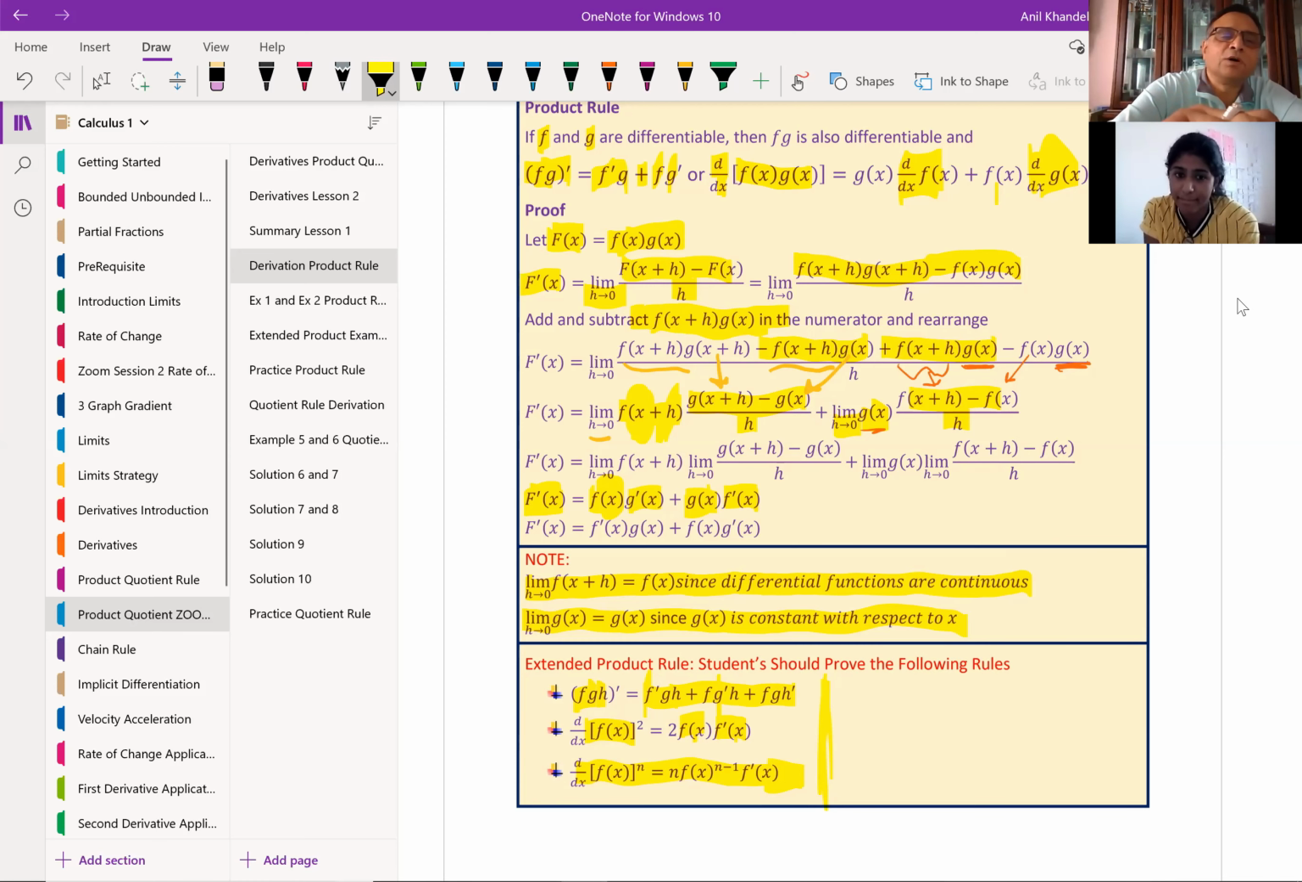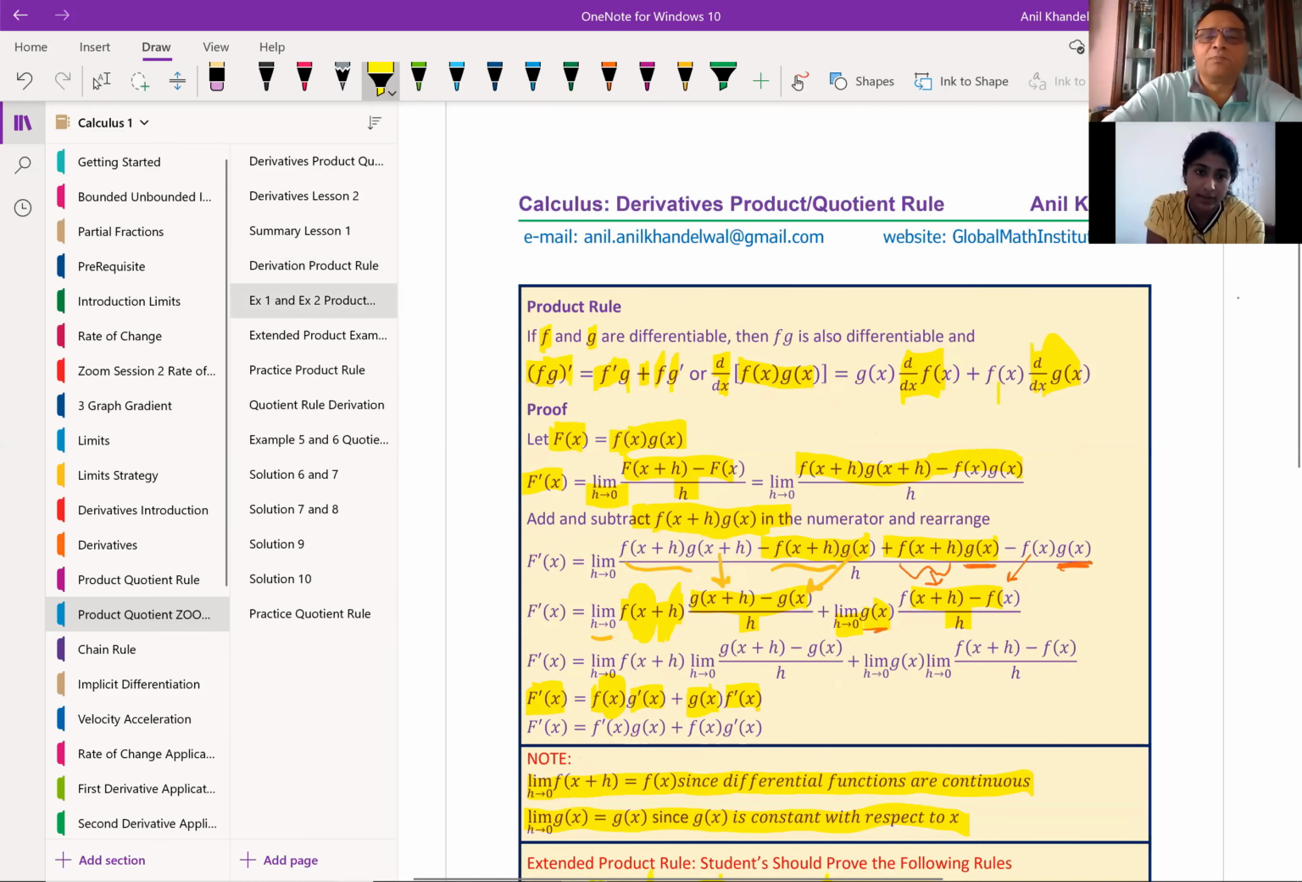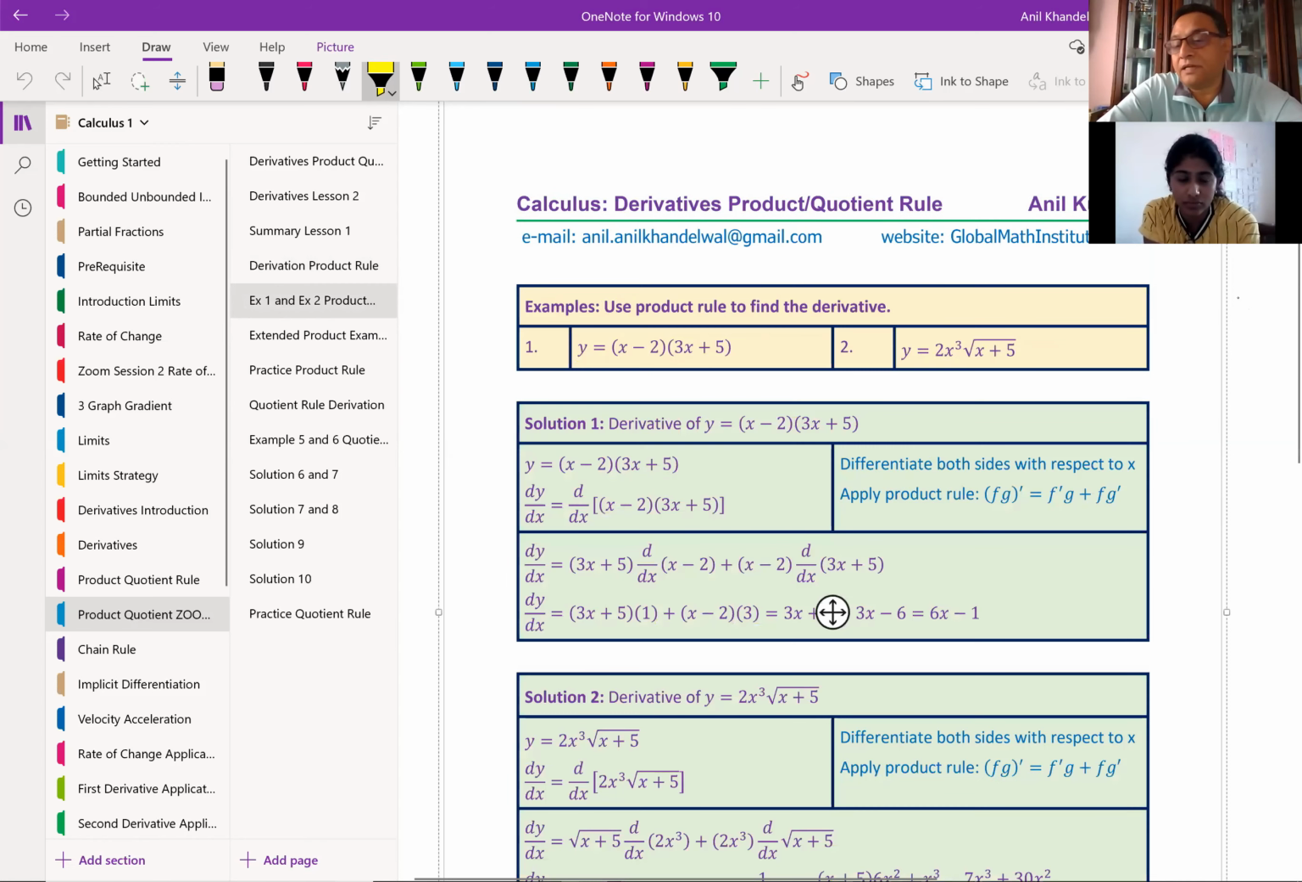Perfect. So that brings us to the understanding of the product rule. Now let's get into some examples. I'll have two examples based on the simple product rule, and then two examples based on the modified rule. Here are the two questions: use the product rule to find the derivative. One, y equals x minus 2 times 3x plus 5. And the second one is y equals 2x cubed times the square root of x plus 5.